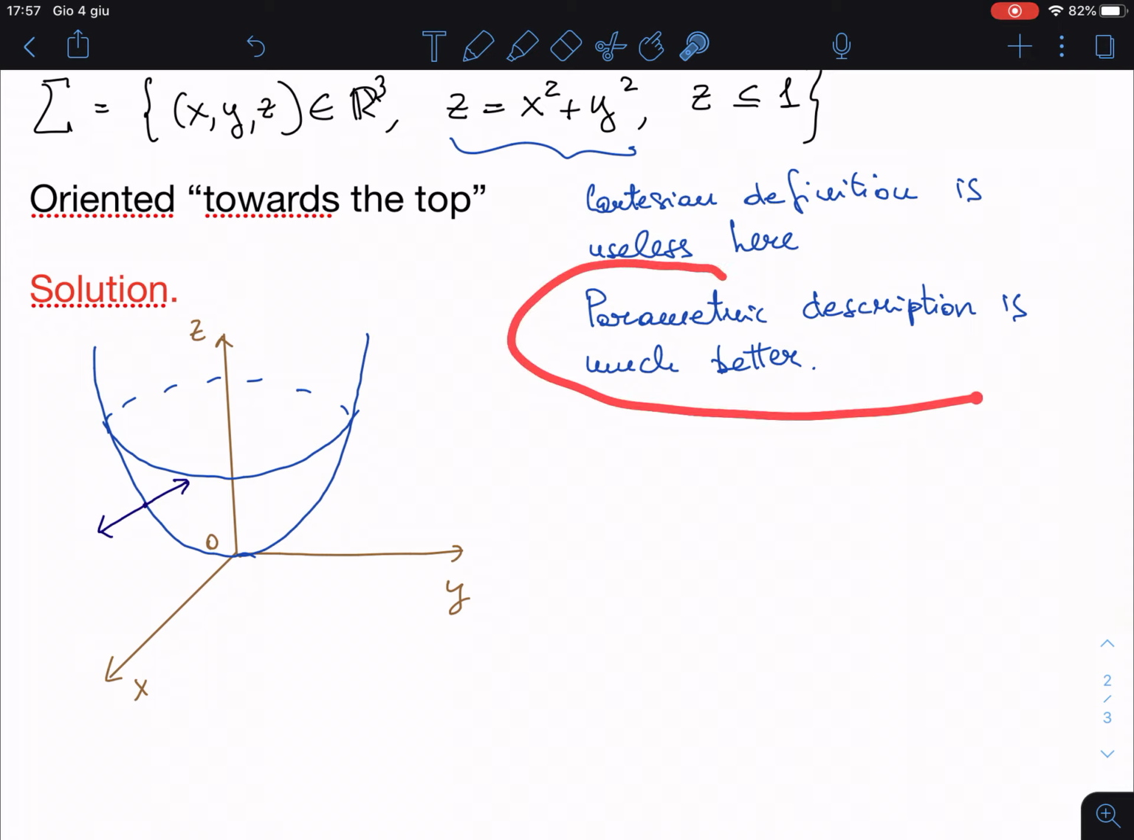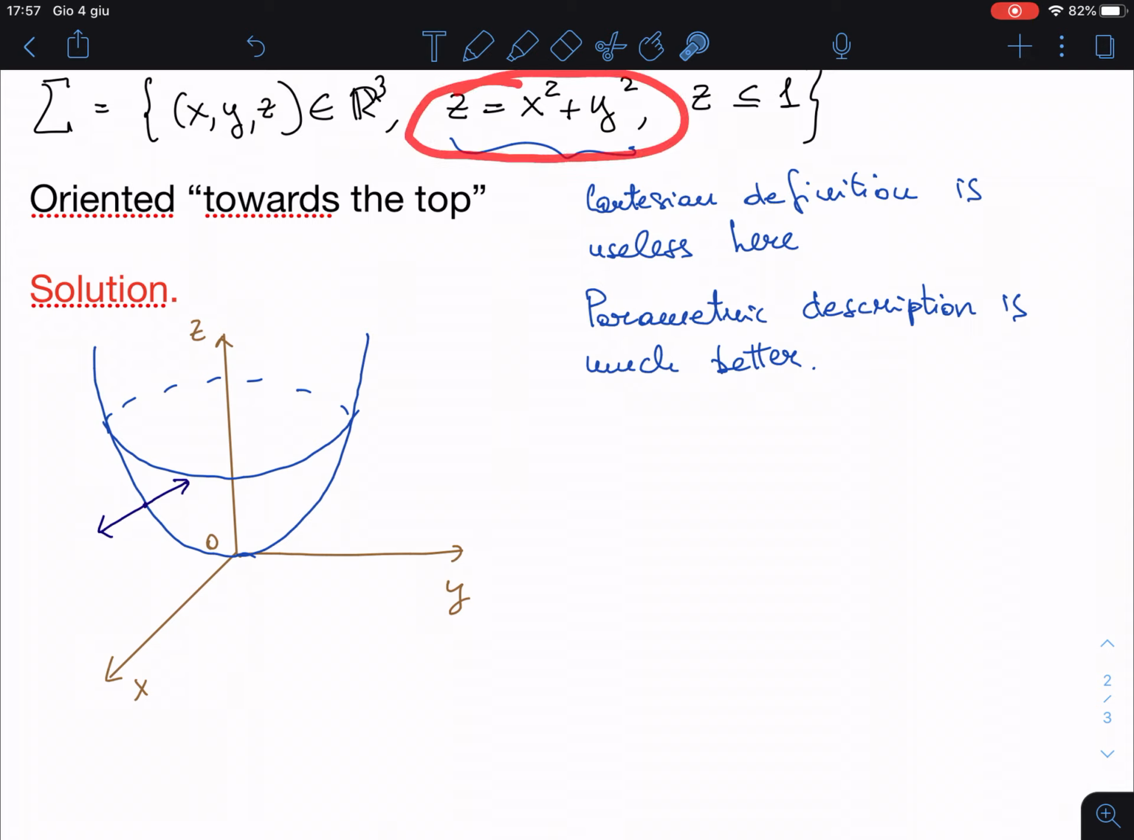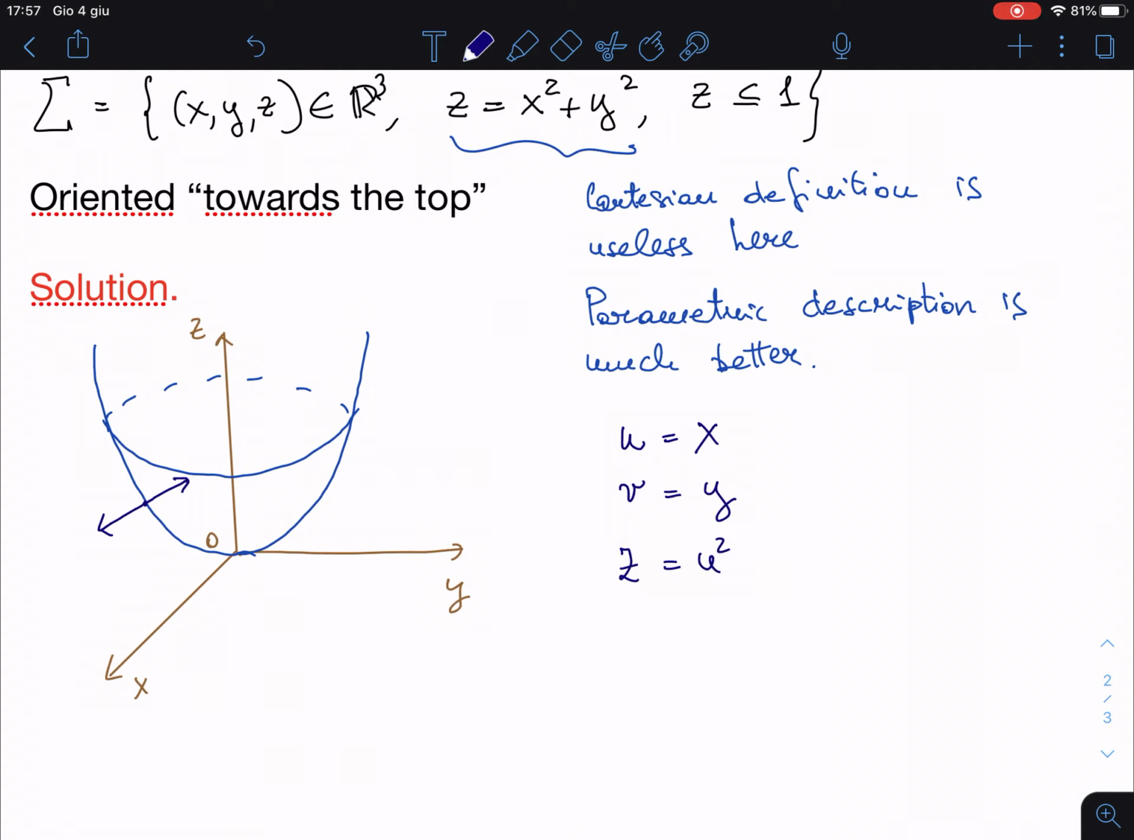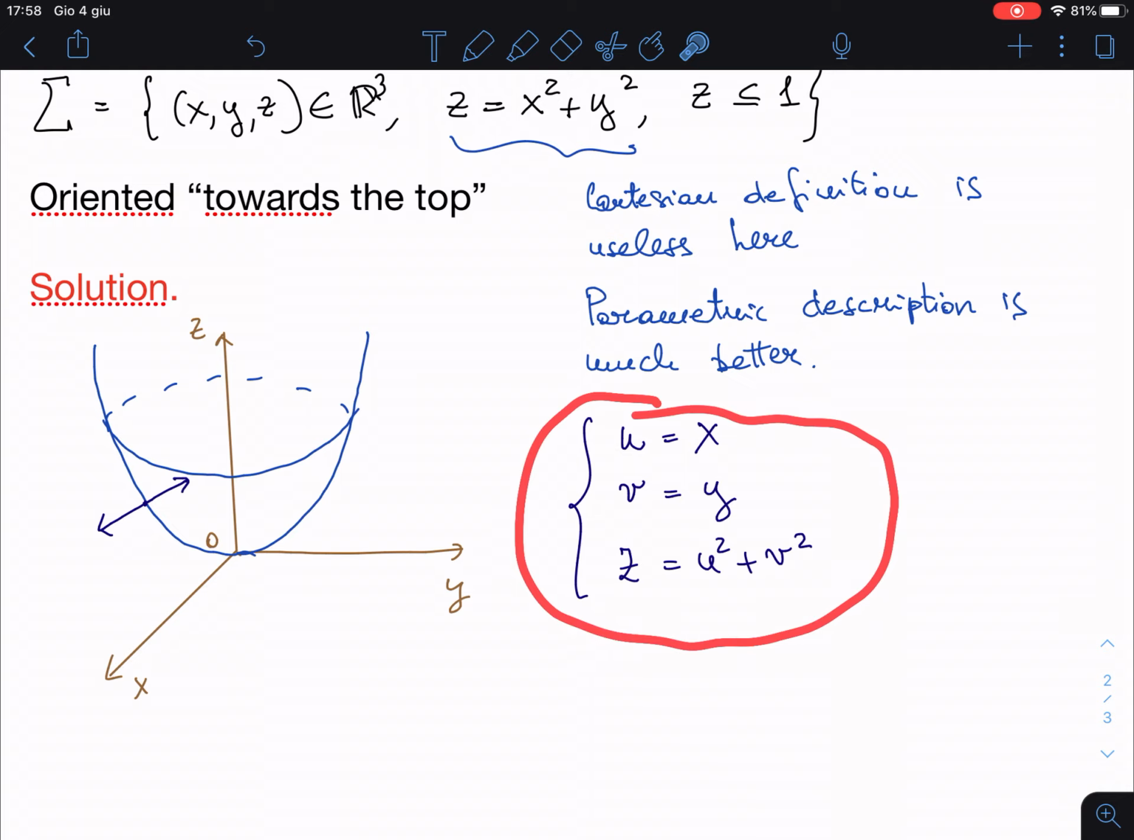We have to use the parametric description. So you already know how to do. In order to describe a surface, you need two parameters. Typically, they are defined as being u and v. And so you define parameter u to be equal to x, the parameter v to be equal to y, and then you have that z will be u squared plus v squared. This is a very simple and particular case because the surface is given as a graph, the graph of the function of two variables x and y, which is x squared plus y squared. So when you have a graph, you can always parameterize like that.